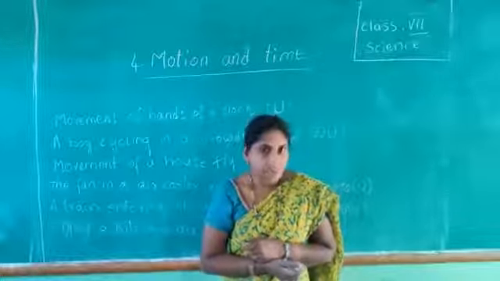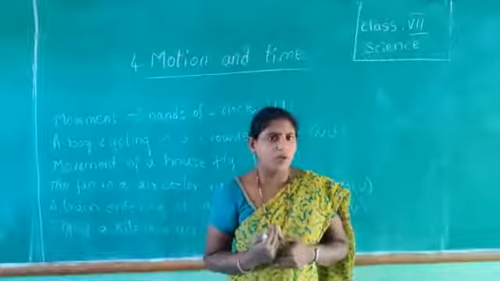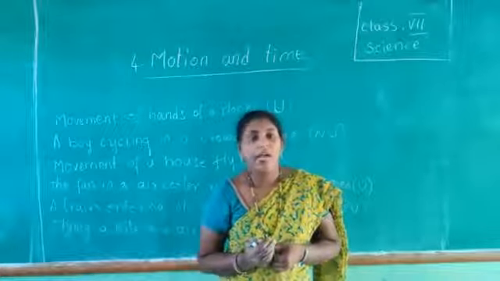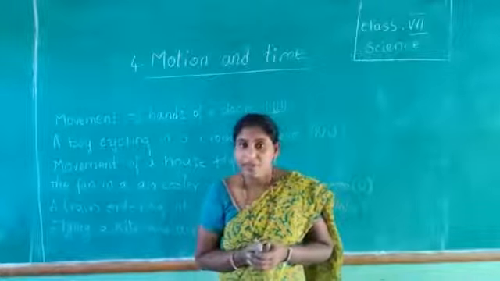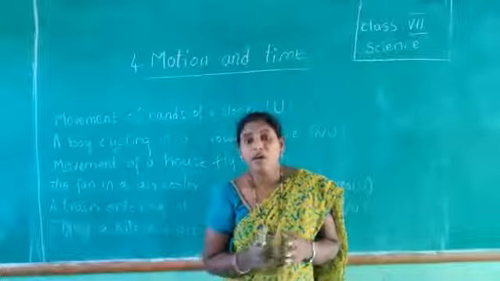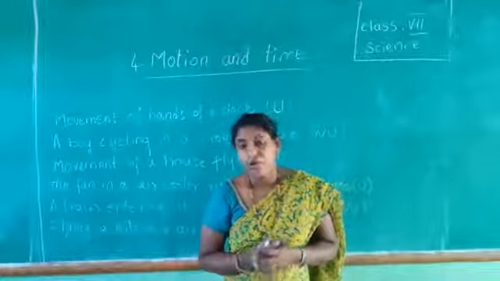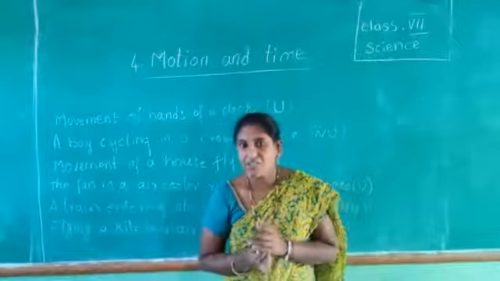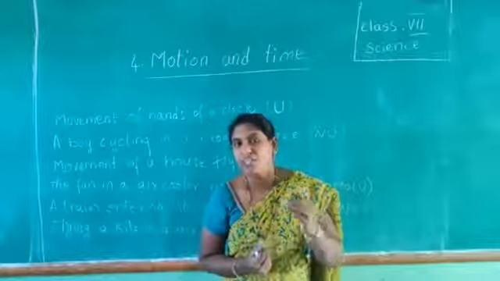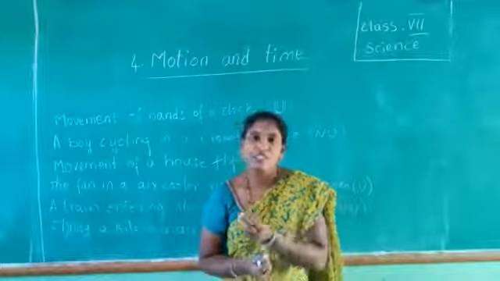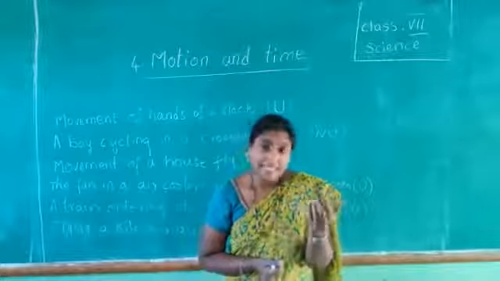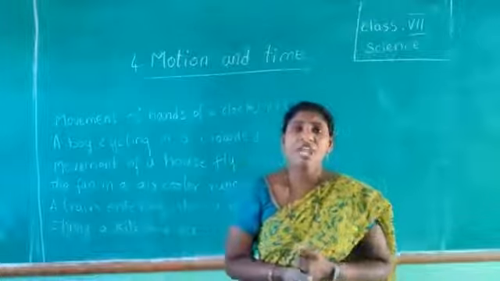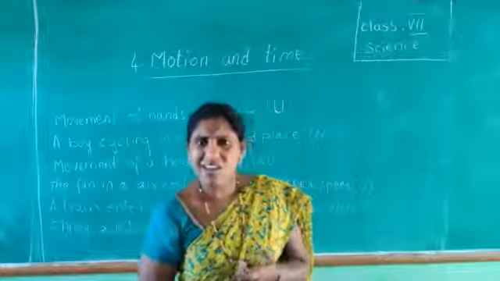Is it clear, children? Now, let us just recall what we have learned in non-uniform motion. I have already given an example. If you are in a train, for example, you are moving from Chirala to Vizag. In the first half an hour, within 30 minutes, you are traveling 20 kilometers. Again, in the next 30 minutes, you are traveling 80 kilometers. In the first 30 minutes, you are traveling only 20 kilometers. You are traveling less distance.